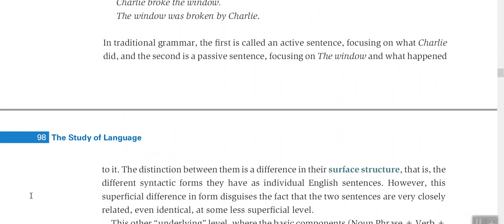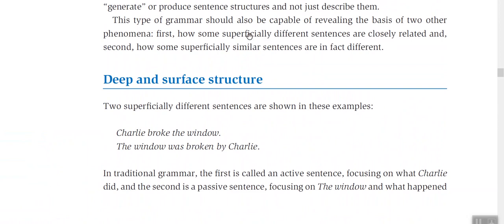From its name, when you say surface structure, surface, explicit, overt. Thus, the different syntactic forms they have as individual English sentences. They are different in form. So the surface is different. As we said at this point, if you remember, superficially different sentences, but they are related.